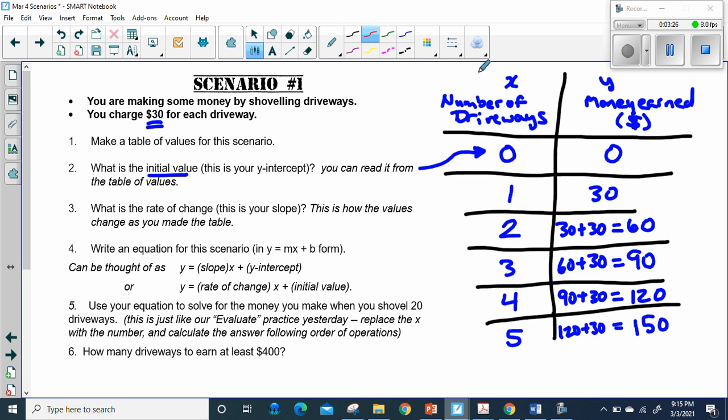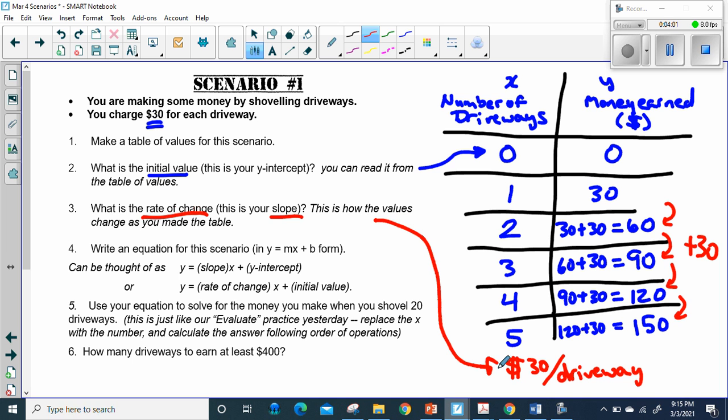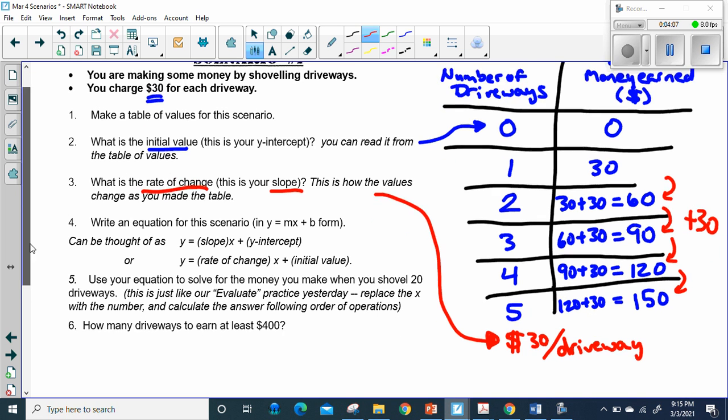Good. So we've made our table of values. This right here, that's our table of values. So our initial value we said was how much we started with. So that was $0. And then our rate of change, which is our slope, which is how our values changed. Well, notice each time, what did we do? Well, we plus $30. So for one driveway, we made 30 bucks. So that right there is our rate of change. So with each driveway, we made $30. Okay, we're on a roll.